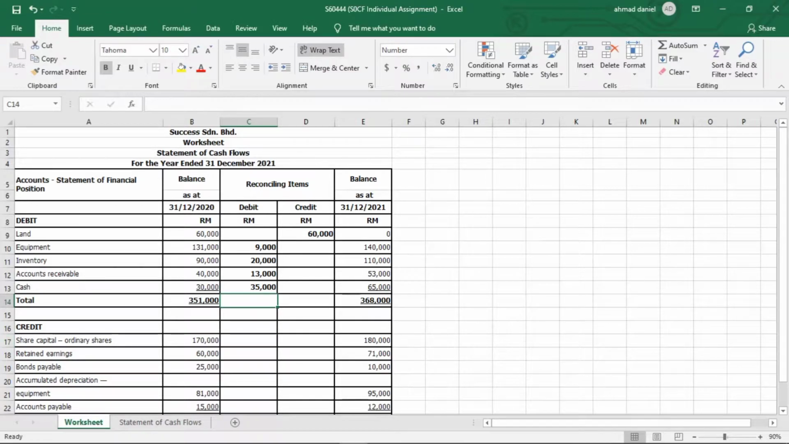Like this, share capital, the ending balance is larger than the beginning balance, so it will be put at the credit side. But bonds payable, the beginning balance is larger, so we put it at the debit side. We minus.